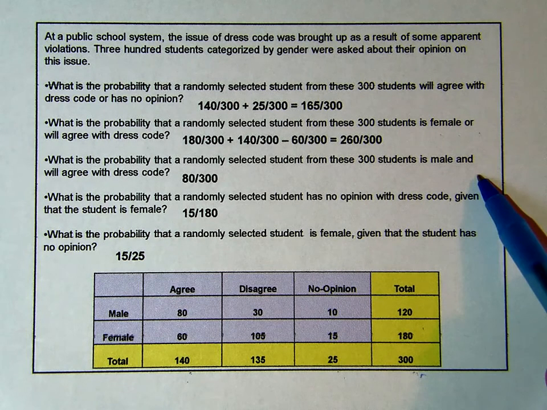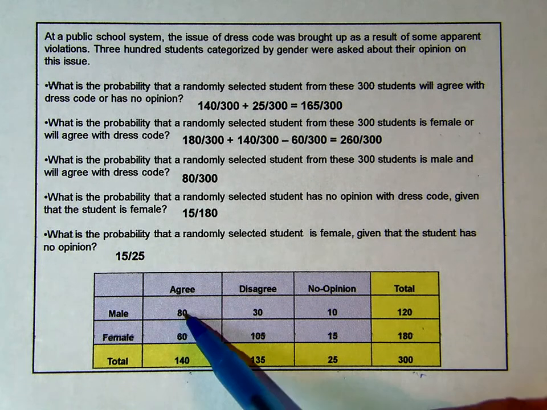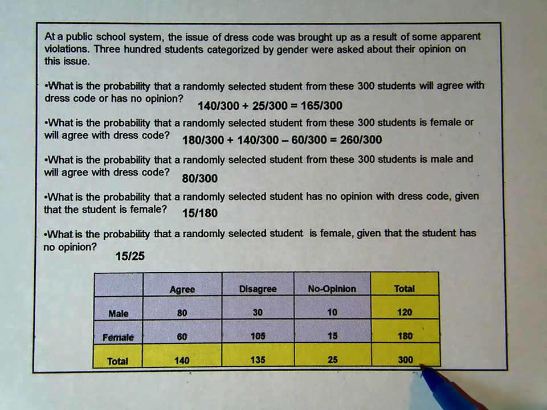All right, next one. What is the probability that a randomly selected student from these 300 students is male and will agree? Okay, male and agree, 80 of the 300 fit that category.